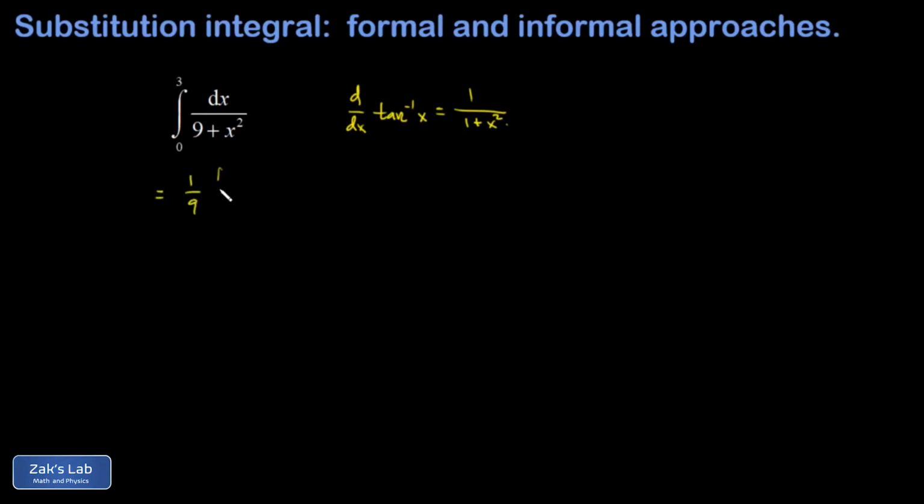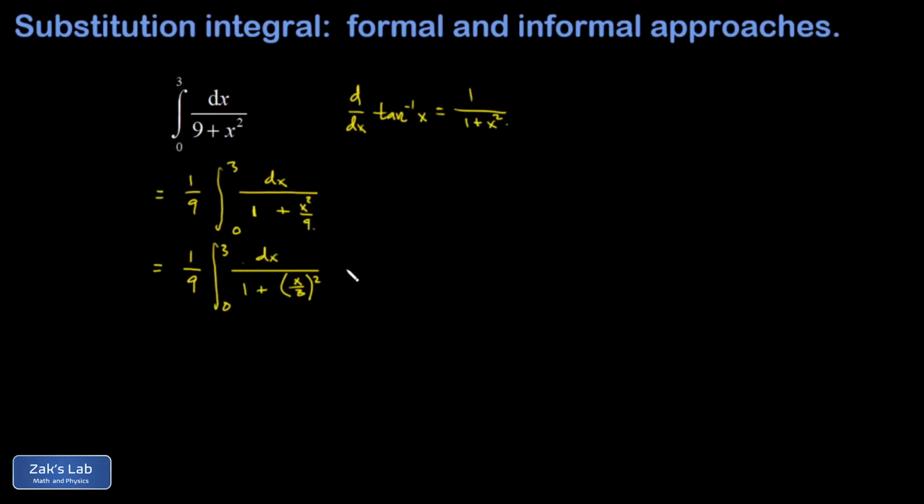So I get a 1/9 out in front of this integral, and it's the integral from 0 to 3 dx over 1 plus x squared over 9. Well, we're still trying to get a 1 over 1 plus a variable thing squared, and so we want to re-express x squared over 9 as x over 3 all squared. Okay, now I have a 1 over 1 plus variable thing squared, so I know I'm going to get an inverse tangent out of this.